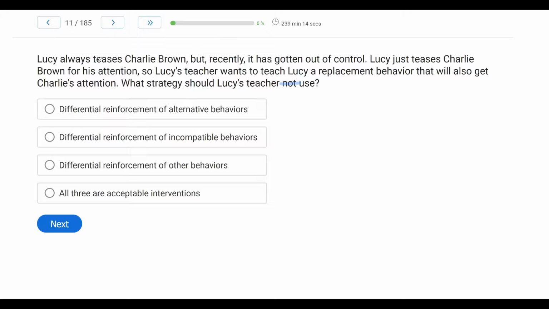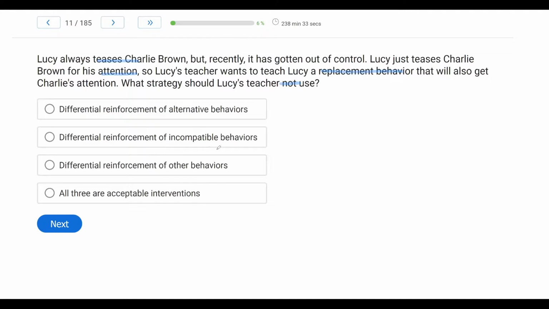Well, Lucy is teasing Charlie Brown. Lucy teases Charlie Brown, get attention. And so Lucy's teacher wants to use a strategy to teach a replacement behavior. Now, when we're dealing with differential reinforcement, which our options are all differential reinforcement, we have some differential reinforcement procedures that teach replacements and some that don't. So what are our two differential reinforcement strategies that teach replacement behaviors? Well, the first is DRA, differential reinforcement of alternative behaviors. If Lucy's teacher wants to teach a replacement behavior, a DRA would be perfectly acceptable.